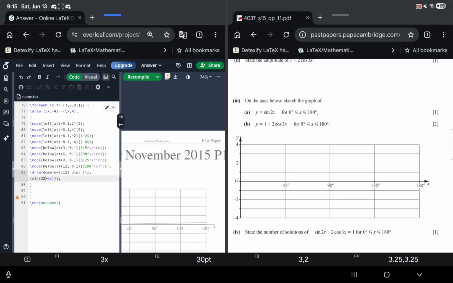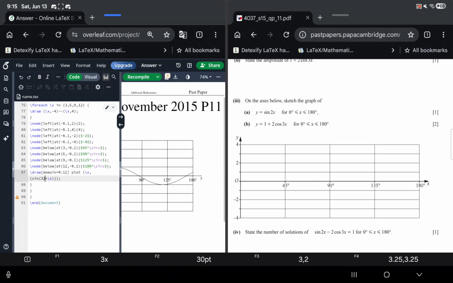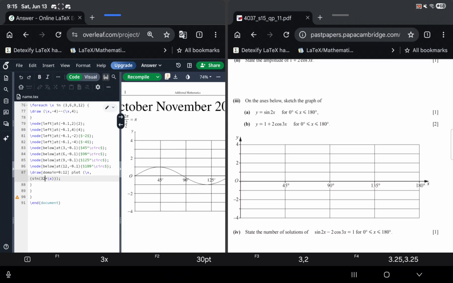32x, that should do it. No, wait, no, this is 12 long. Okay, so if this is 12 long, the period should be 12. Yes, the period should be 12. So meaning the coefficient is 360 over 12. Aha, gotcha. Nice. This is so hard to make. Now y plus 2 cosine of 3x.